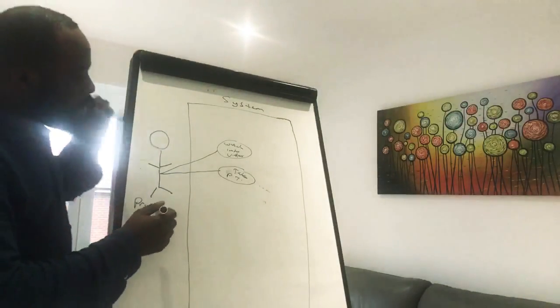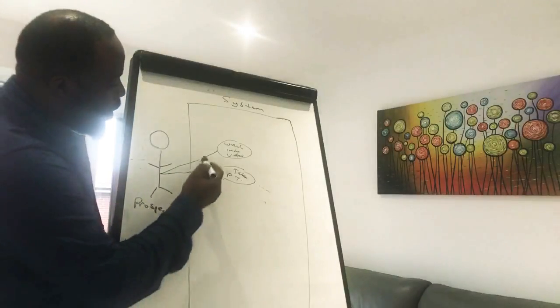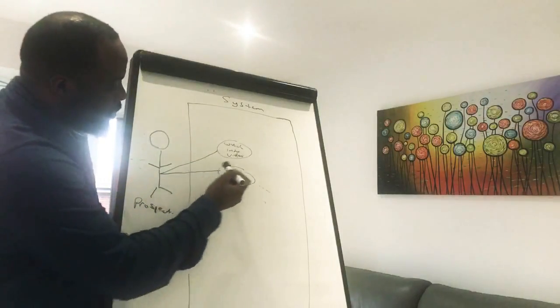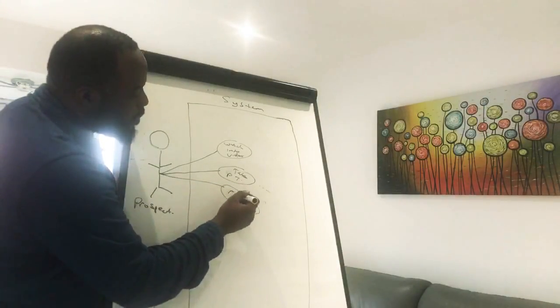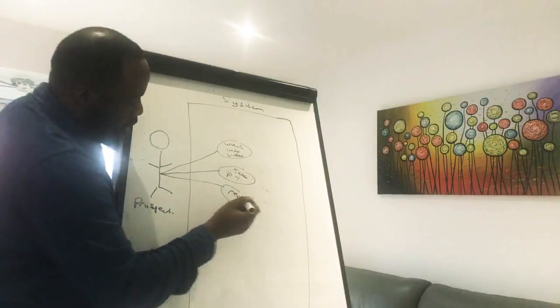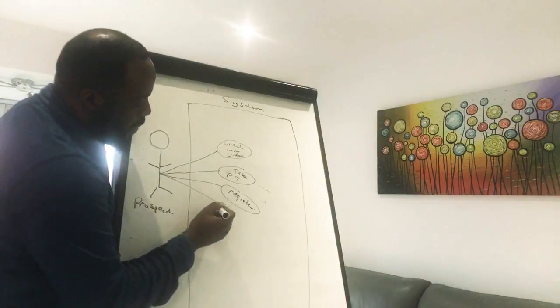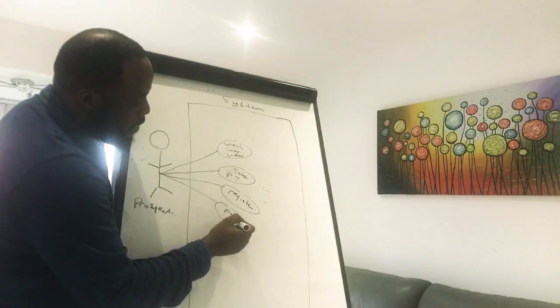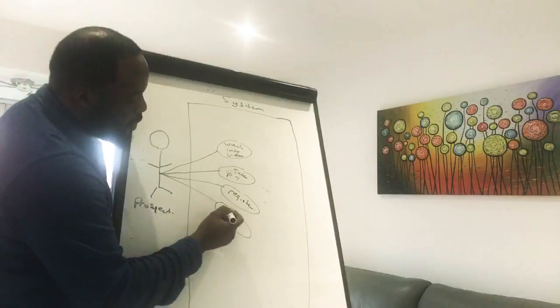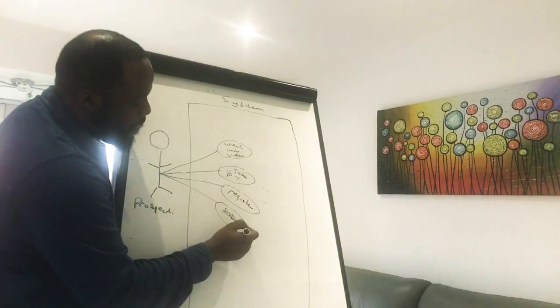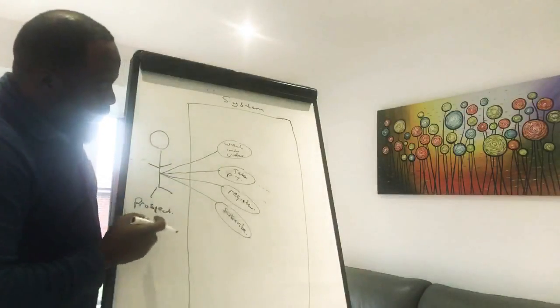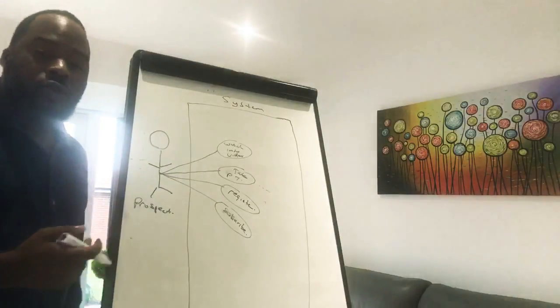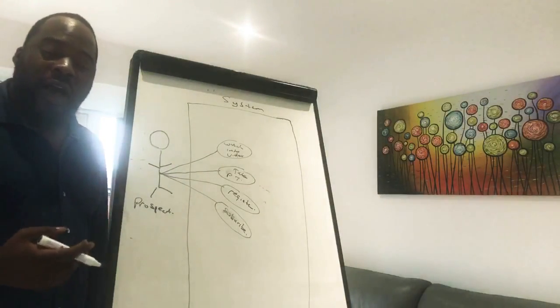Okay, so we know that the prospect can watch an intro video. He can take a personality test. We know that that prospect can register, and we know that that prospect can pay, can subscribe. All right. So we know that that prospect can subscribe. That is the actions of a prospect. Now, what else can the prospect do on the system is something we have to ask ourselves.